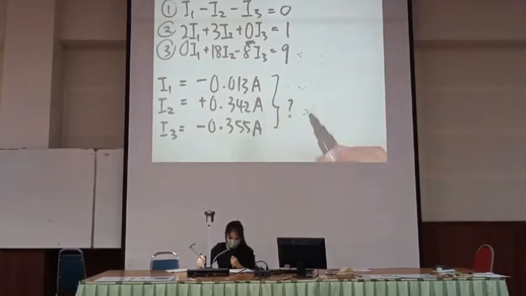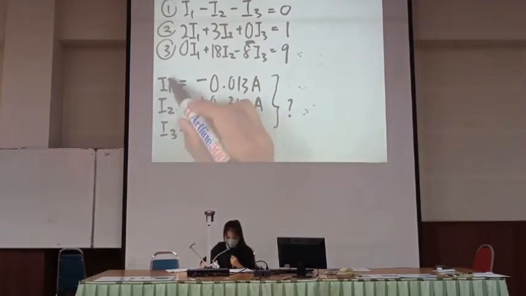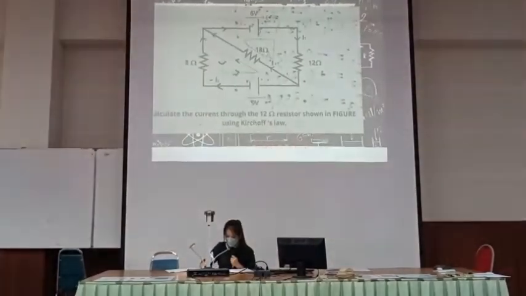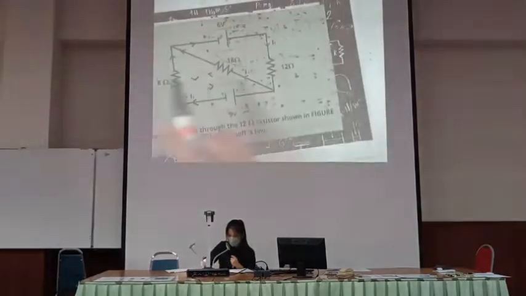Is it the final answer? No, because the question is to find I1 only. You can look at the question. You want to find the current through the 12 ohm resistor, so it's only I1.